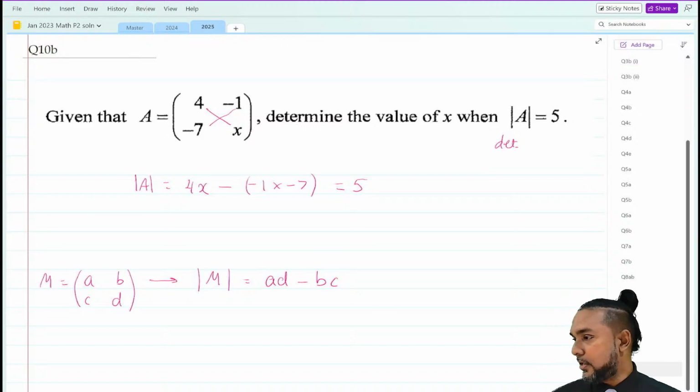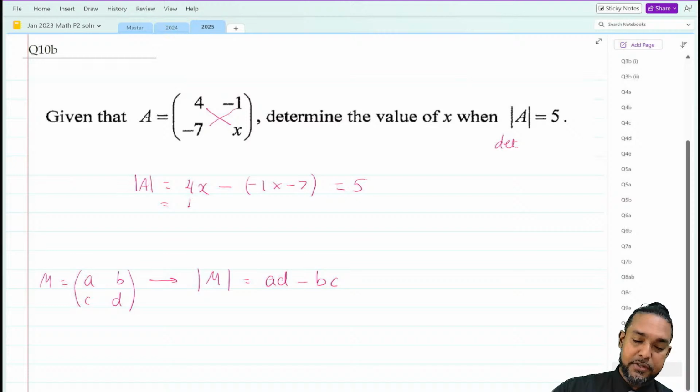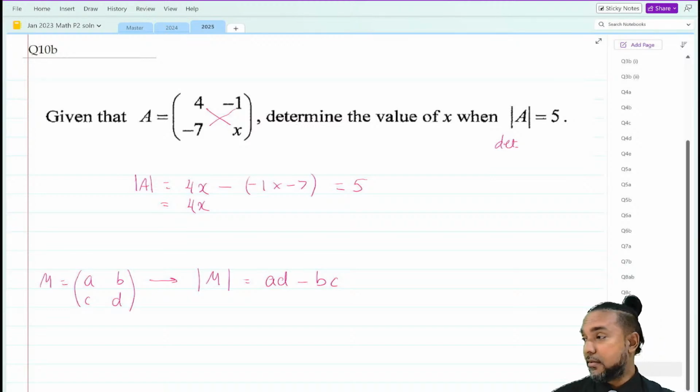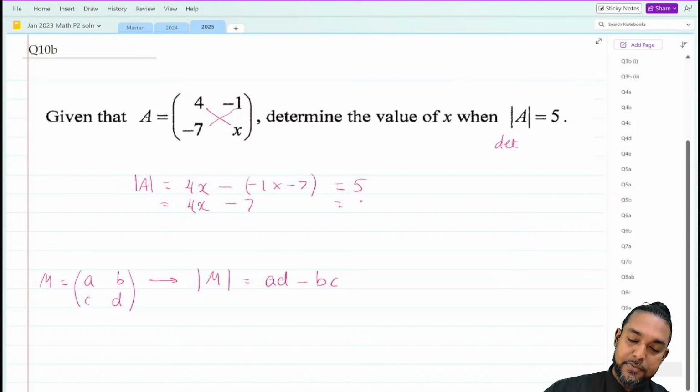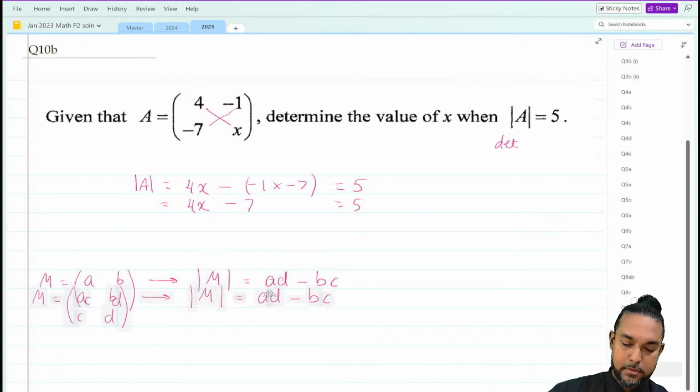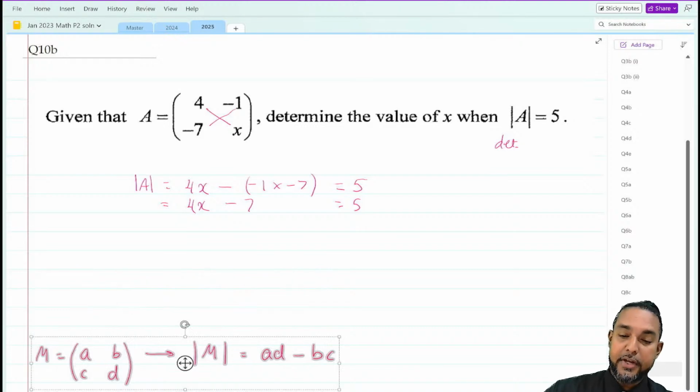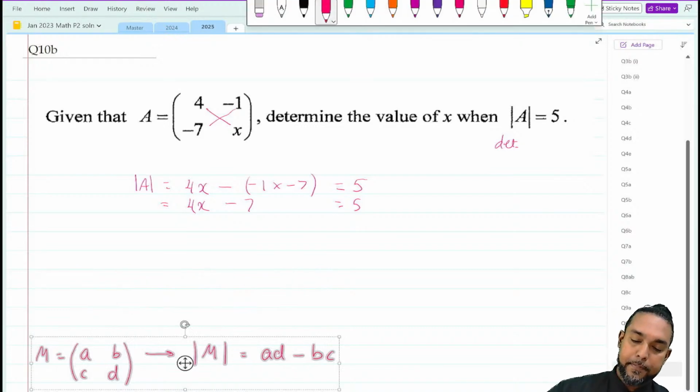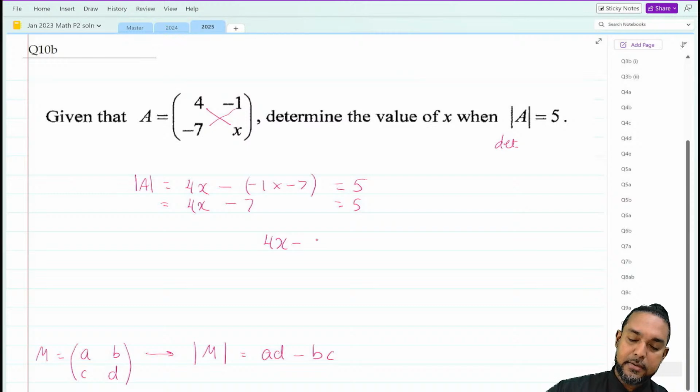CJ, thanks very much. All right, cool. So what's 4 by x? That's just going to give us 4x. Minus 1 by minus 7 is what? Positive 7. But then it's subtracting that. Everybody good? Okay, that's what I have. And that's equal to 5, right? Okay, so how do we solve for x here, if 4x minus 7 is equal to 5?